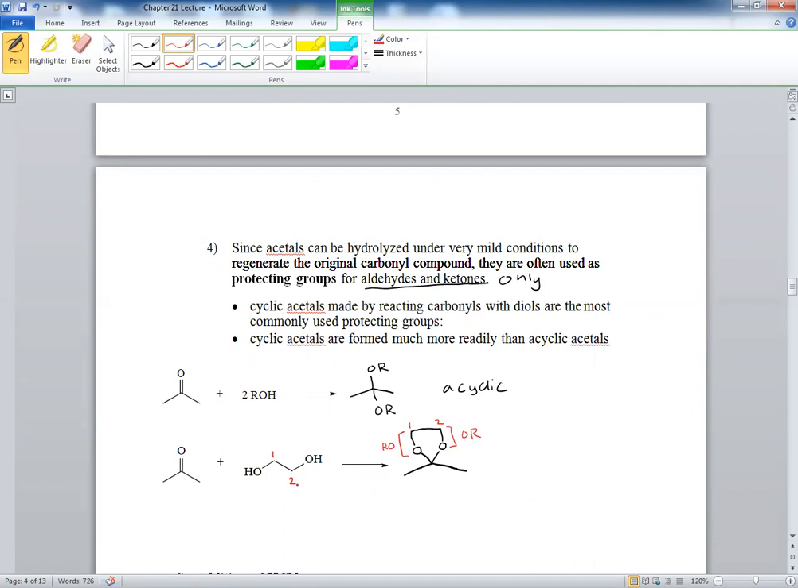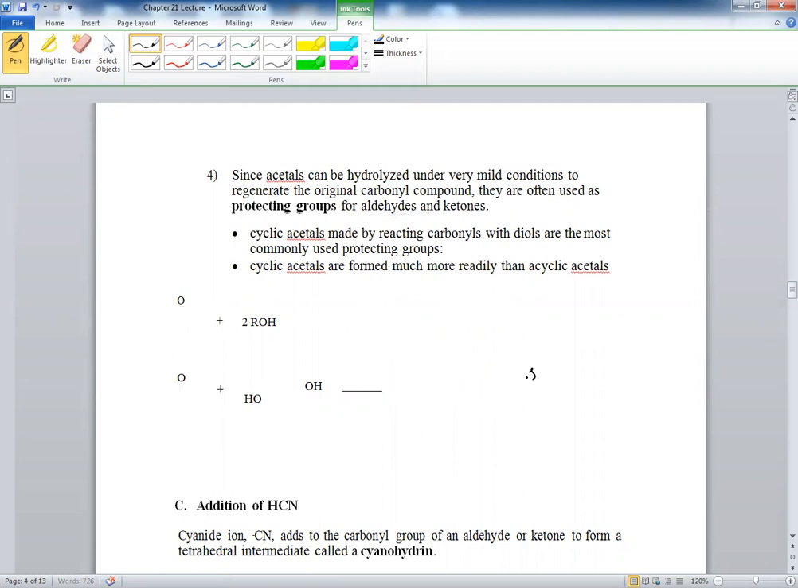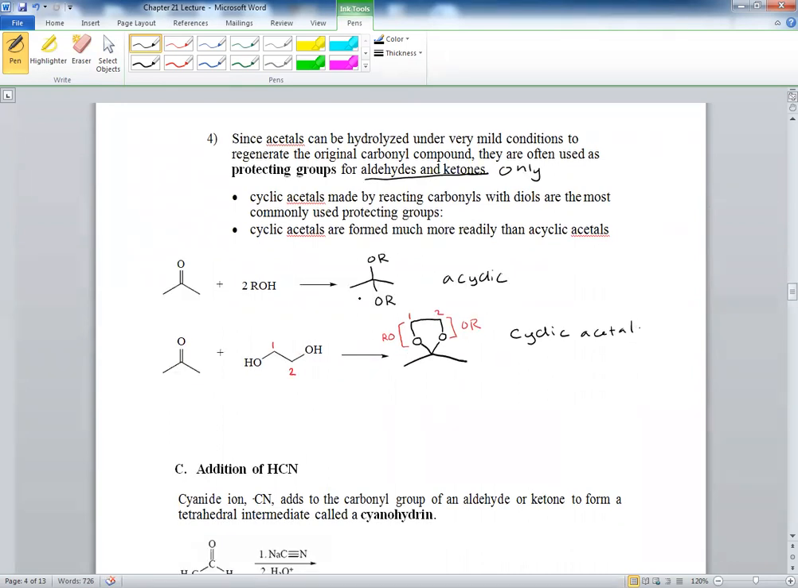Usually what we use for this is glycols. This is the most common one, where you have alcohol groups on both ends. And again, they would form the cyclic acetal. So this is called a cyclic acetal. And again, this one is more favored than the acyclic.